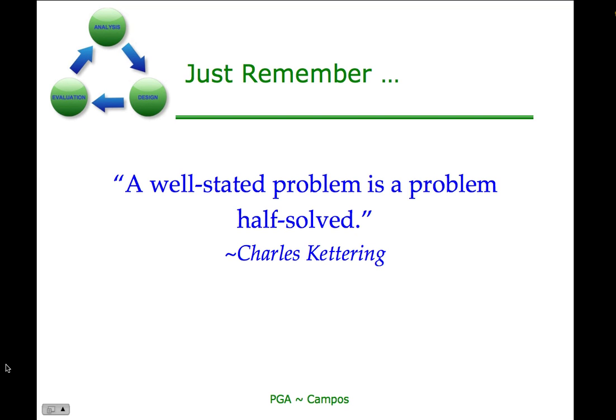One of the things that's going to help us do that is writing very solid performance problem statements. And I really like this quote by Charles Kettering: "A well-stated problem is a problem half solved." When you move forward as instructional designers and performance consultants, one of the most challenging parts of our jobs is helping clients to really articulate the problems that they are having.